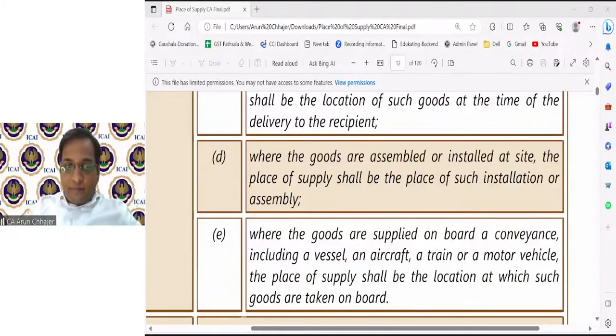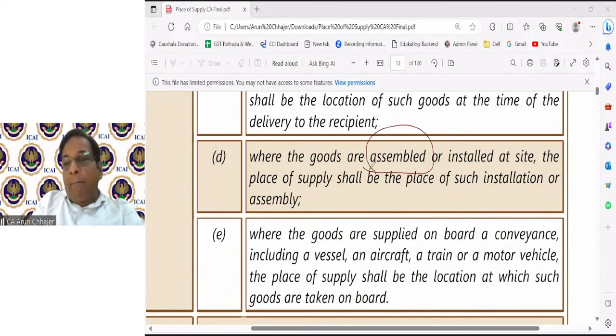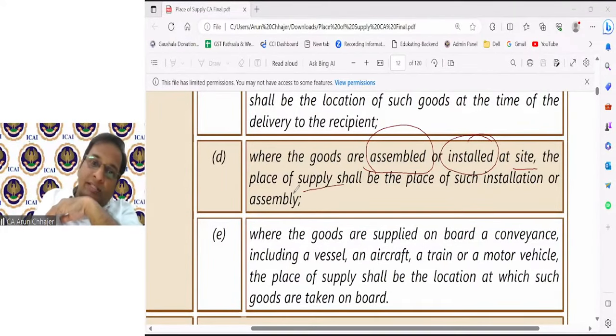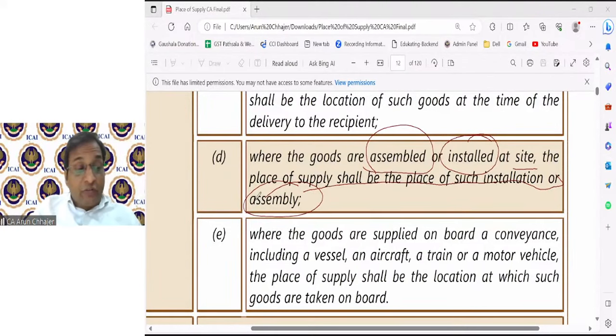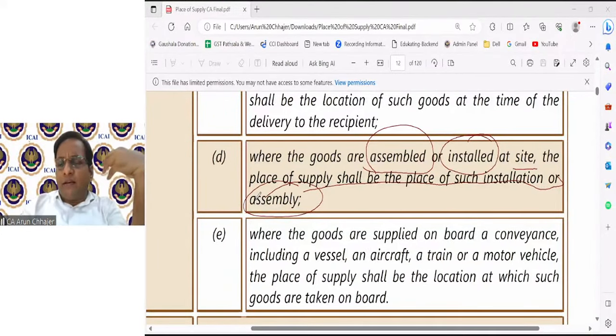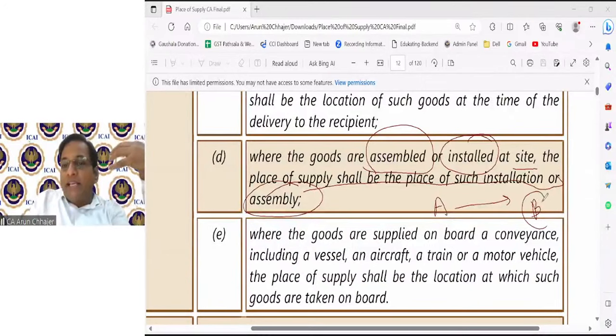Now, let's move further. If the goods are assembled or installed at site, the POS shall be the place of such installation or assembly. The place of the supply will be the place of installation or assembly of that machine. So let's say A has sold one machine to B, but B is saying kindly install it at my factory. So the factory location would be the place of supply.